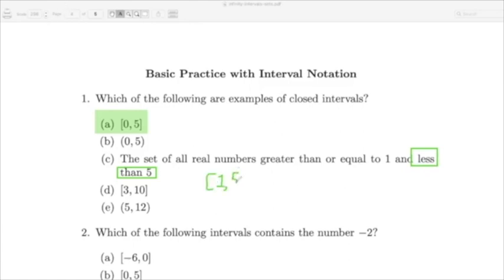So we didn't go over what it looks like when we have one of each, but you can kind of tell what it is. What about this 3, 10? All right, and this 5, 12.